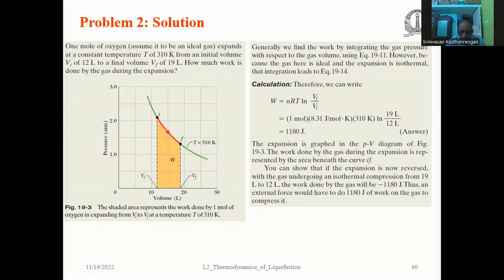The expansion is graphed in the PV diagram. The work done by the gas during the expansion is represented by the area beneath this curve. That is your W. You can show that if the expansion is now reversed, with the gas undergoing isothermal compression from 19 liters to 12 liters, the work done in this case will be minus 1180 joules. Thus an external force would have to do work on the gas to compress it.